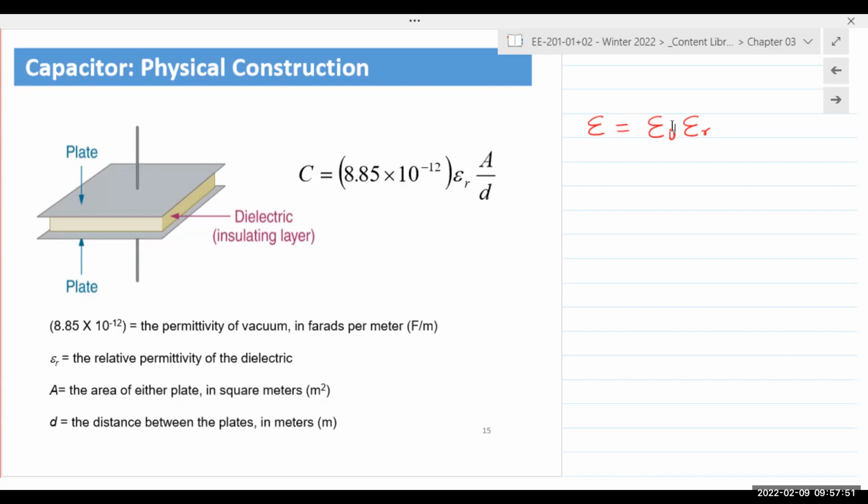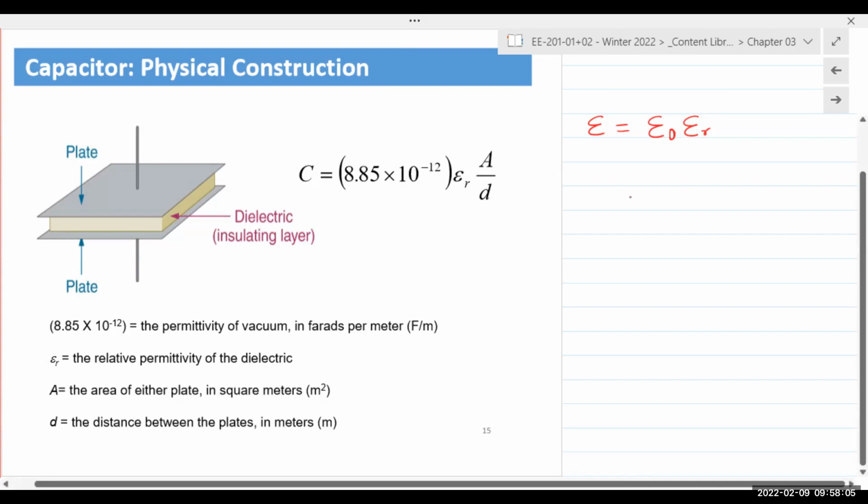Now, one word about the area. This A here assumes that the 2 plates are identical and they overlap at exactly the same points. Okay, so it assumes that they're completely identical in size and they overlap at exactly the same points. But if you have something like this, where is the area? What area do we choose? The plate 1 or plate 2? Absolutely. We choose only the overlap.